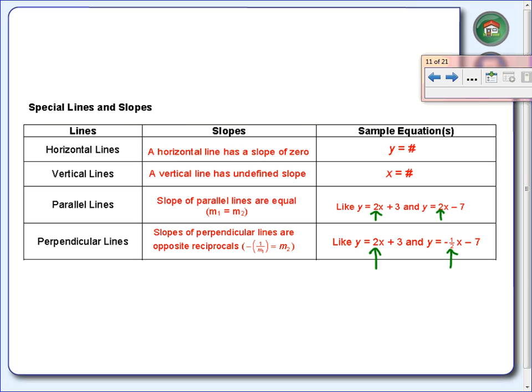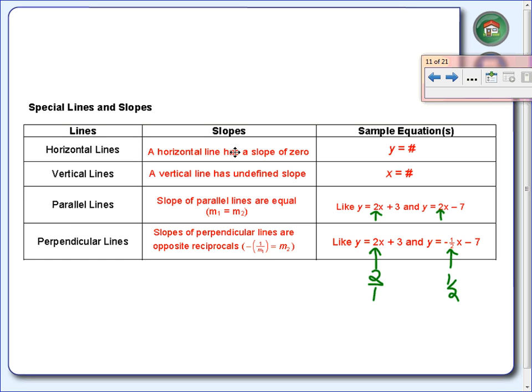Notice how one is positive, the other is negative. That's the opposite part. Notice they're also reciprocals of each other. In other words, the first slope is 2, which could also be written as 2 over 1. And what would you get if you take 2 over 1 and flip it upside down? You get 1 over 2. So that's the reciprocal part. So the only way they can be perpendicular is if they're opposite reciprocals.